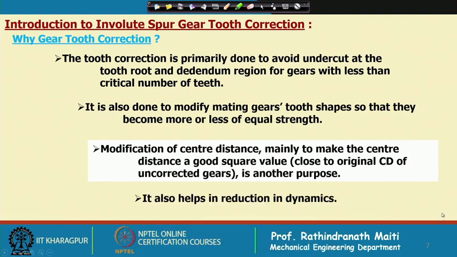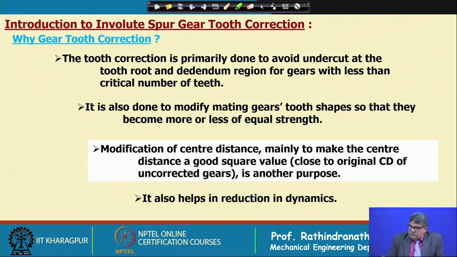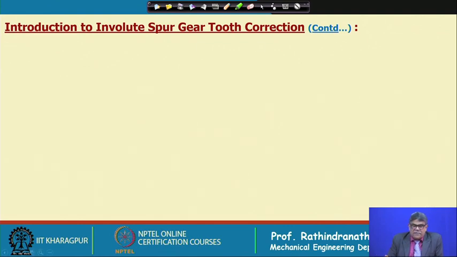It also helps in reduction of dynamics. If one tooth is weaker than the other, then one will have more deflection than the other, and when the load is released, it will have more motion than the other. So, dynamics will definitely be higher if they are not of equal strength. So, this is another effect of the gear tooth corrections.